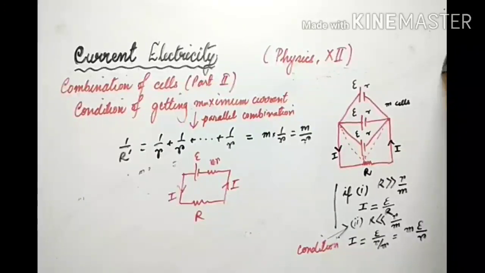Now in the next case we will see the mixed grouping of cells, like n number of cells arranged in series together with m number of cells in series which are connected in parallel. Meaning m number of parallel lines are there.